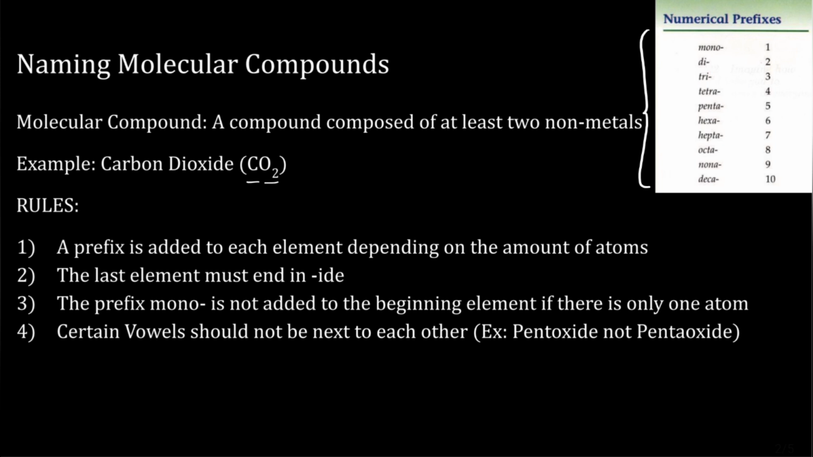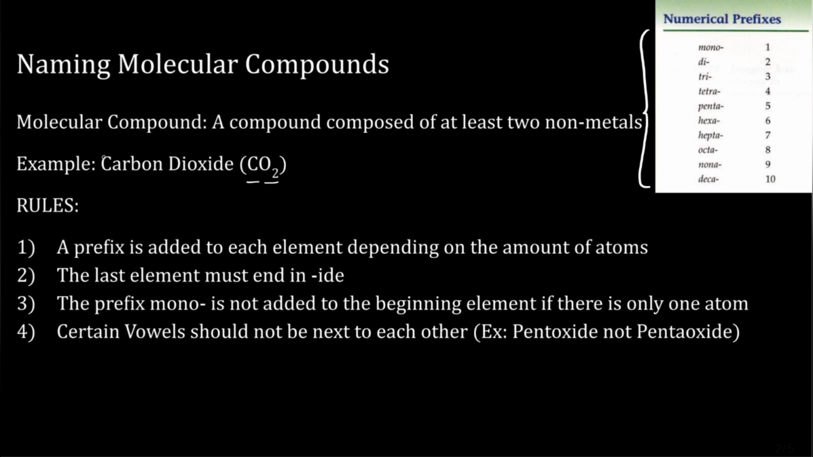And when we're naming these molecular compounds, we have a set of rules that we have to use. The first rule states that we have to add a prefix to each element depending on how many we have. And I've included these prefixes up here. Feel free to copy them down. Looking at CO2, we see that we have two oxygens, so we indicate that by di. Now, there's one small exception, and that's with the fact that we only have one carbon atom.